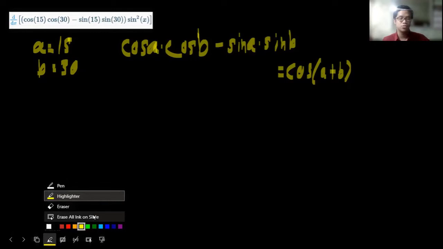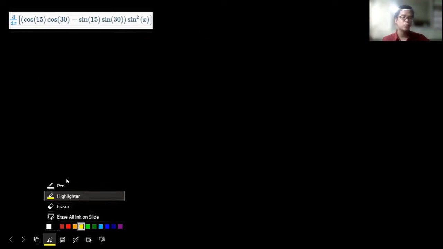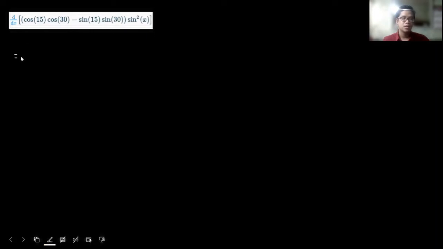I'm just going to erase it in 3, 2, 1, go. So to rewrite it in a different way, this is the derivative of, all right? This is cosine of your A, 15, plus your B, 30 degrees, right? That's it. Then times sine squared of x. Since 15 and 30 are just similar, just combine them.